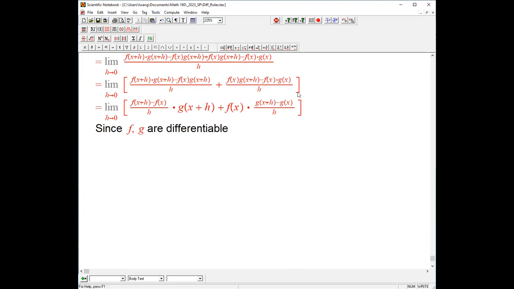Since both f and g are differentiable, the individual limit exists, right? So this limit exists, and that limit exists. They both exist. And a differentiable function is also continuous.